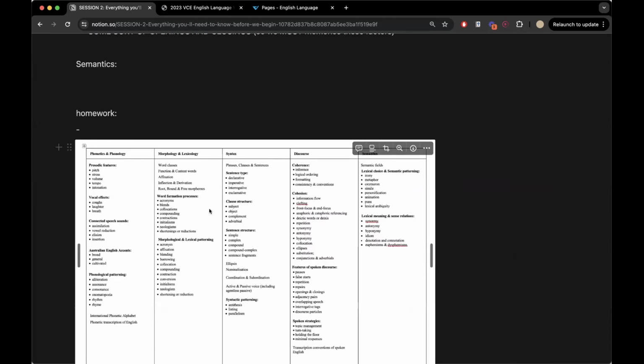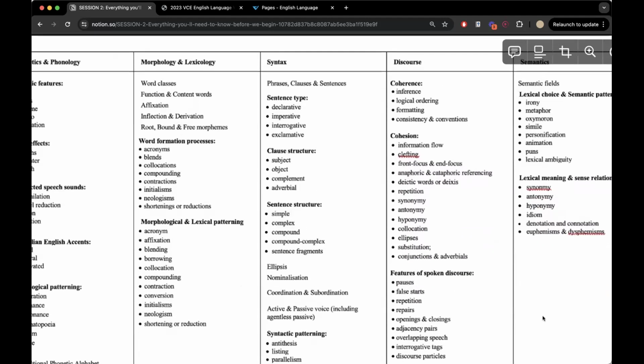What do we think? What's guaranteed to be here, right? Morphology and lexicology, what's guaranteed? Word classes? Oh my God. Word classes have to be there if there are words. So you must discuss word classes at some point.